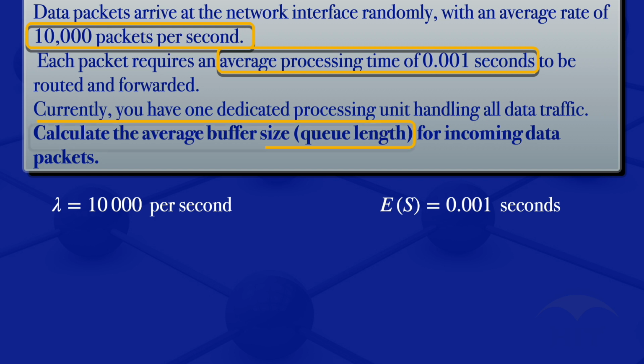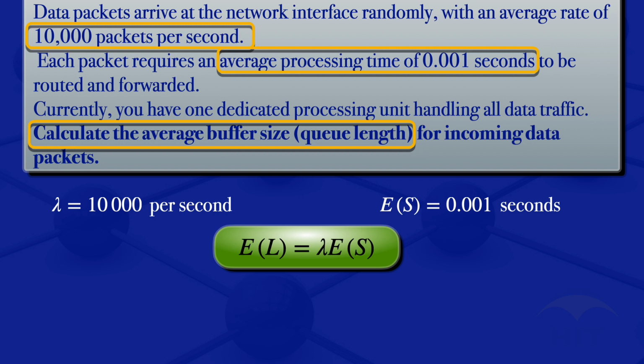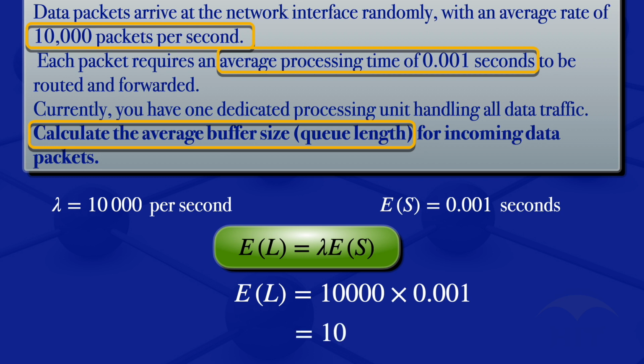We are asked to calculate the average buffer size, the queue length. And the only formula that can link the queue length to the arrival rate and the sojourn time is Little's law. Little's law states that the average queue length is equal to lambda multiplied by the average sojourn time. So we substitute the value of lambda and the value of the sojourn time, so that we have the average queue length is equal to 10,000 multiplied by 0.001. 10,000 multiplied by 0.001 gives us 10. So what we are having there is the average buffer size is 10, and we used Little's law to get that result.